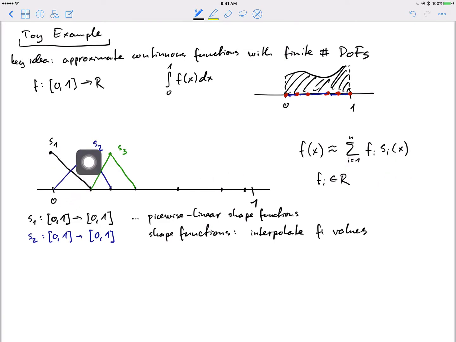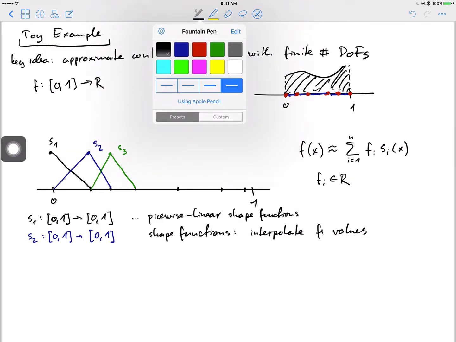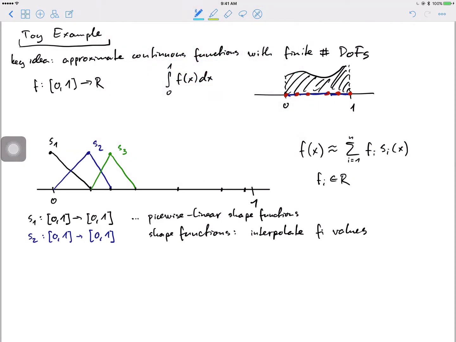Because what you are gonna do, so those are my shape functions, or the piecewise linear shape functions, and then you just scale each of them by some coefficient, okay? And the result you get out of this is an approximation of this arbitrary function, and that approximation, let's pick another color, that basically looks like this. Or you tell me what that approximation is. What is that approximation?